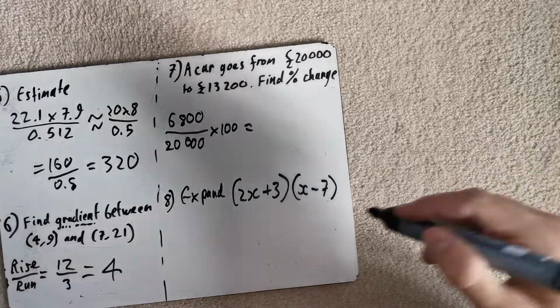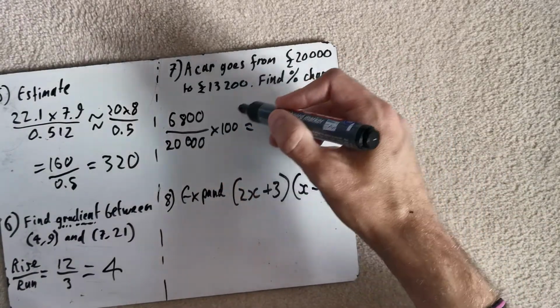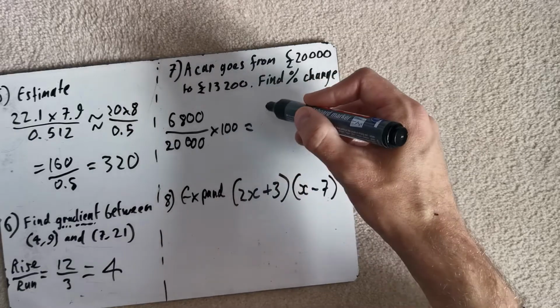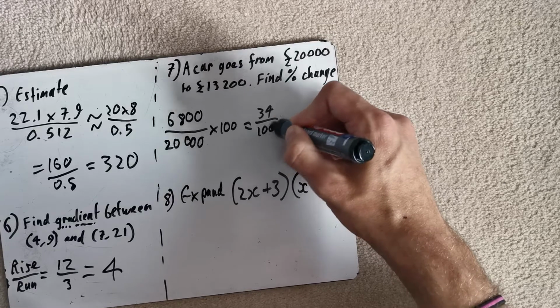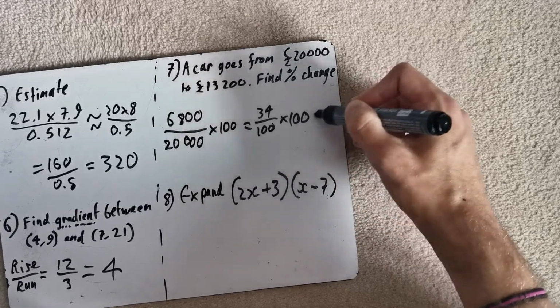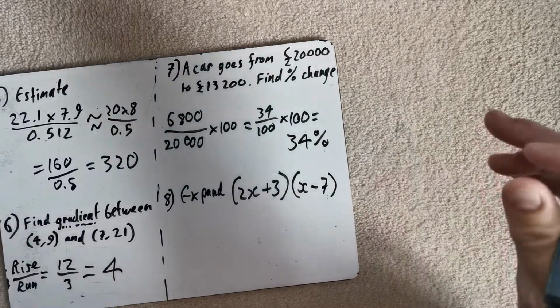actually let's do it the non-calculator way. So if you simplify this down, that becomes 68 over 200, which becomes 34 over 100, times that by 100, you get 34%. Hey, I worked that out in my head. Didn't expect myself to do that so quickly.